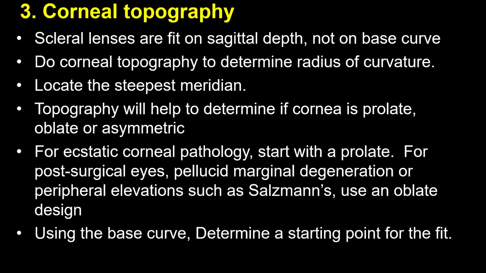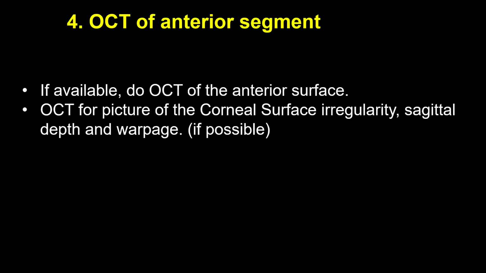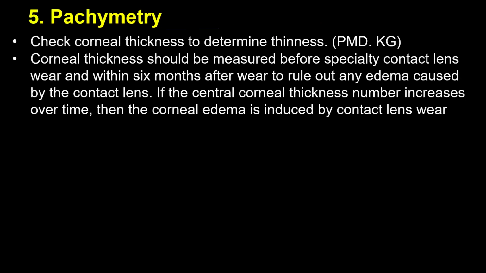So using a base curve design as the starting point, OCT will give you almost everything you need in place of the slit lamp. OCT will give you a picture of the cornea surface, the warpage, distortion, and irregularities of the cornea. Pachymetry is also important to give you the thickness of the cornea and an idea if you're dealing with a case of corneal edema or something related to that.